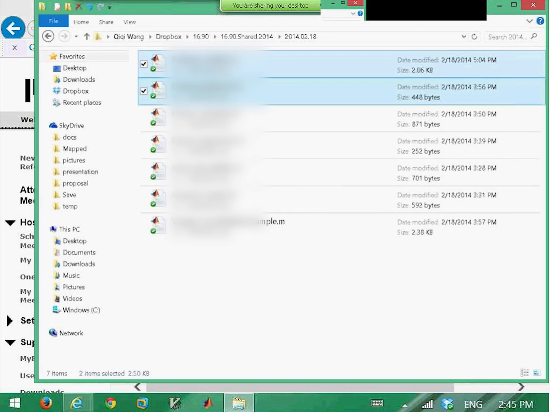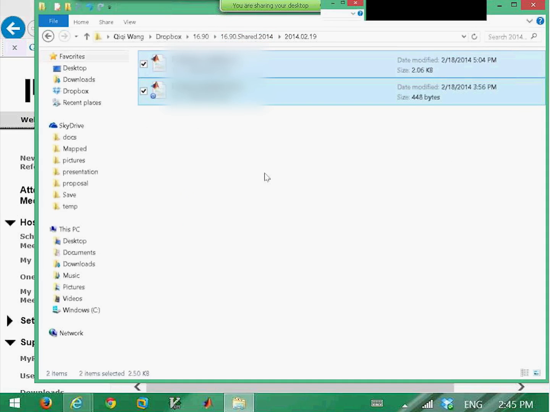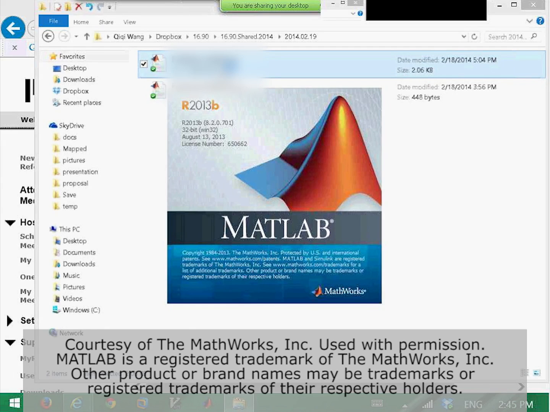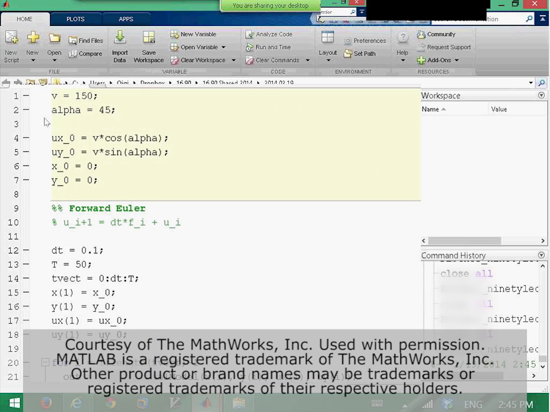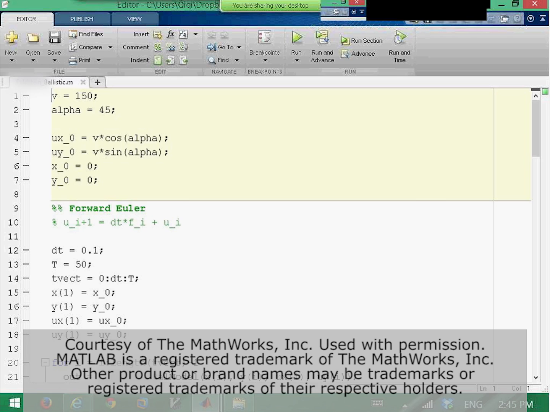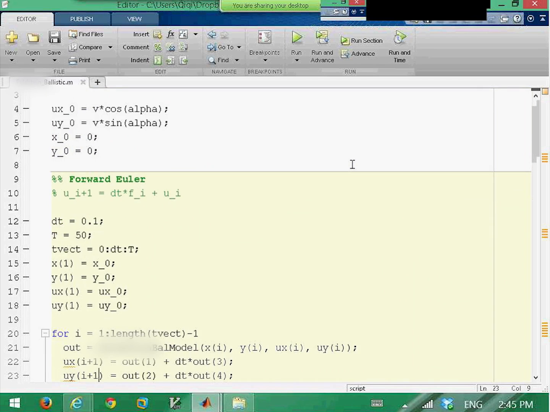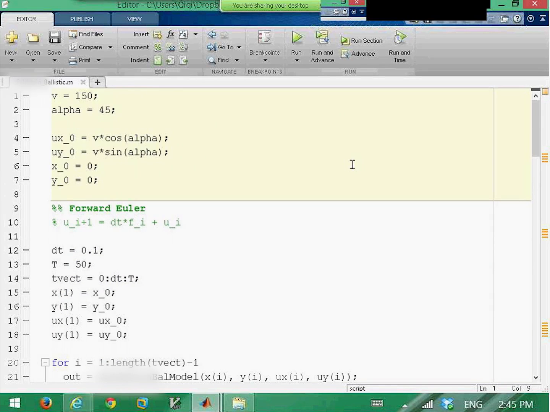All right. So I'm going to copy your code into today's folder. And which one should I run? Ballistic. Okay, thank you. Okay, ballistic. Right. So I see you did forward Euler and you also did midpoint. I see you did this double percentage thing.